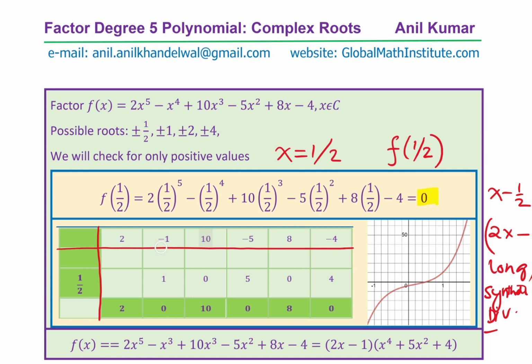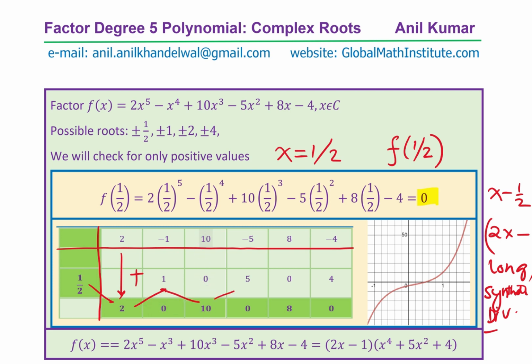So 2, minus 1, 10, minus 5, 8, minus 4 are the coefficients of the function. We are going to divide by half. Bringing down 2 gives us 2 here. Now we multiply and write it here and add. So when you add, you get 0. Minus 1 plus 1 is 0. Half times 0 is 0. Adding 10, we get 10.